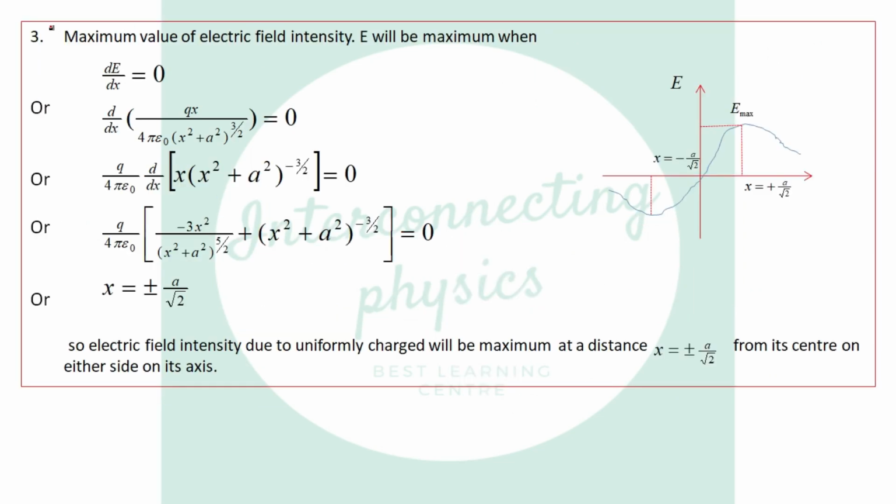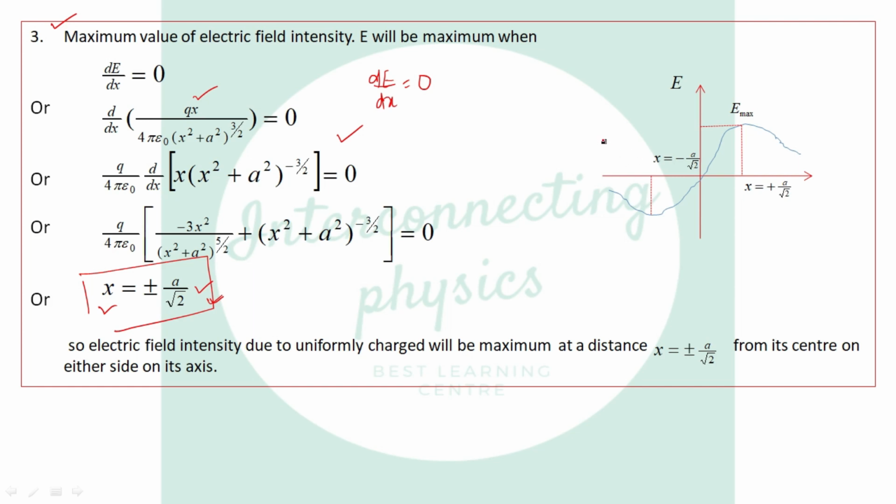Now the maximum value of electric field intensity will occur only when the differentiation of electric field with respect to x is equal to 0. Now put the value of E here and do the differentiation. We see x equal to plus minus a divided by under root 2. Now this calculation is not so important, but this point is very important, that at x equal to plus minus a by under root 2.